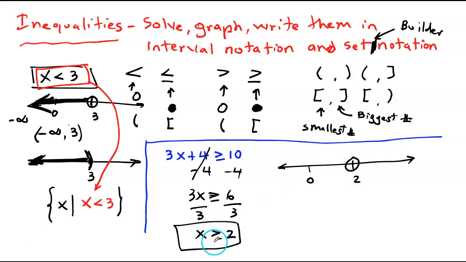Because I have an equal to, this circle is going to be closed, it's going to be solid. Any number that is greater than 2: 3, 4, 5, to the right. So I graph to the right. I make my arrow. That's my arrow.